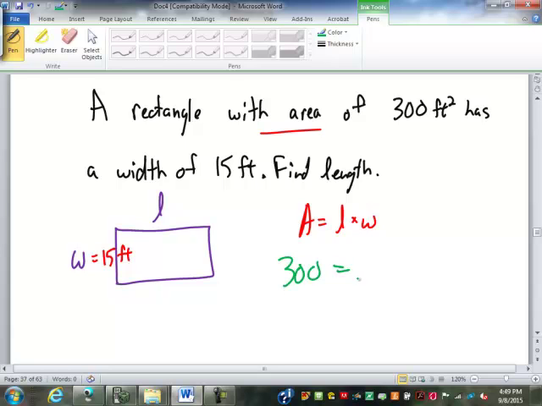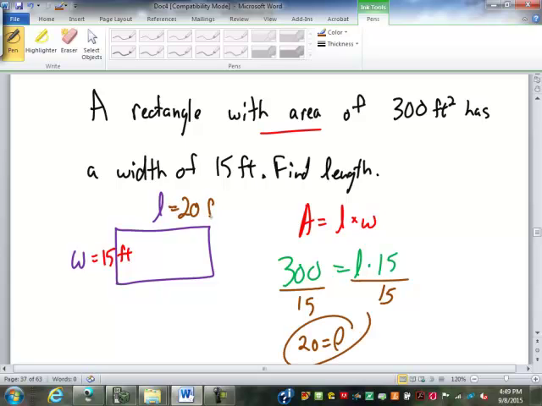So 300 goes in for A. L times 15. Then what? Divide by 15 gives us 20 equals L. So the length is 20 feet.